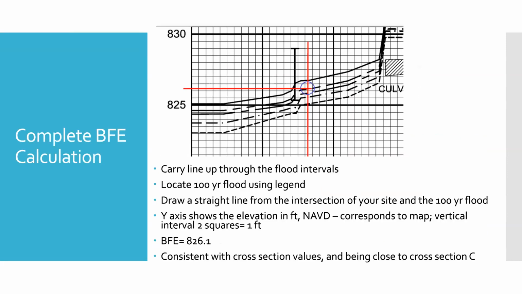I just pulled it all the way up straight through all of the different flood intervals. So I carried up, and then using the legend, I find the 100-year base flood. It's the second line down that is the long dash with two shorter dashes in between. And I've marked right where that intersection is. I've circled it, and then I just draw a line through that intersection as close as possible, all the way through to the other side.